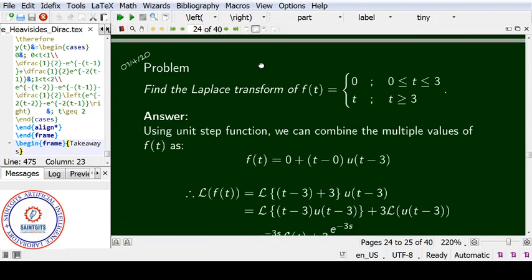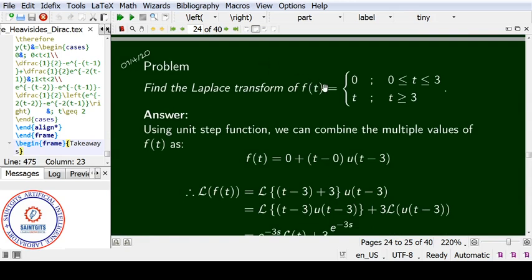Find the Laplace transform of f of t, which is equal to 0 when 0 is less than or equal to t less than or equal to 3, and t when t is greater than or equal to 3. We will solve this problem by writing this f of t as a single line function using the unit step function, then apply the results of the Laplace transform of the unit step function and the second shifting theorem.